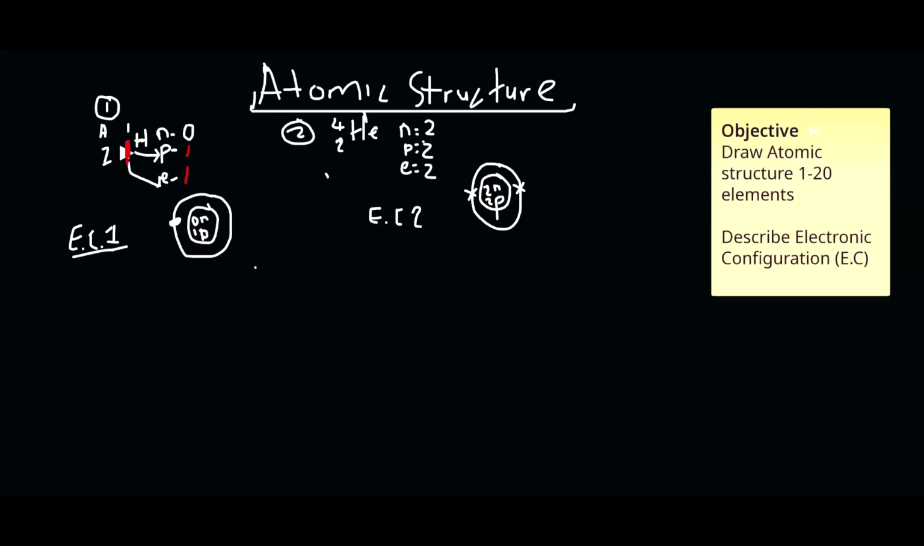What's the other element? Lithium. Good. And the symbol is Li. Give me the mass number. The mass number is 7, and what's the atomic number? 3. Good. So we have 3. Again, the subatomic particles, we have N, P, and E.